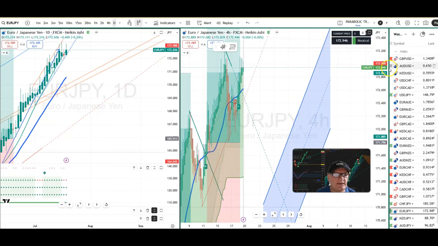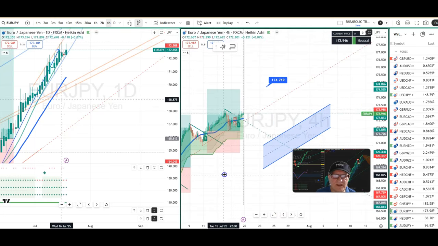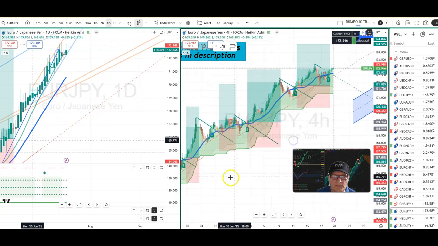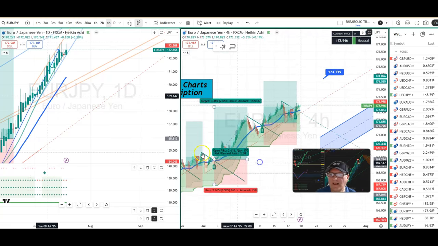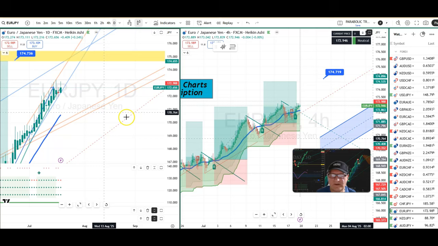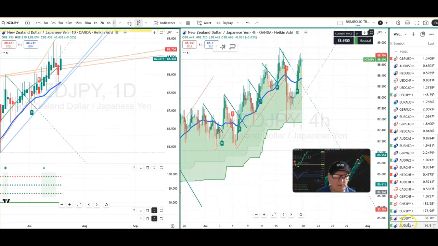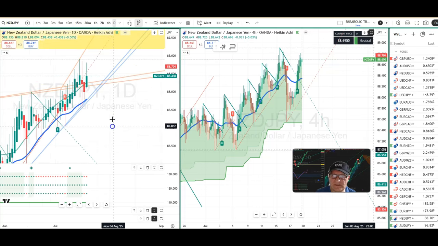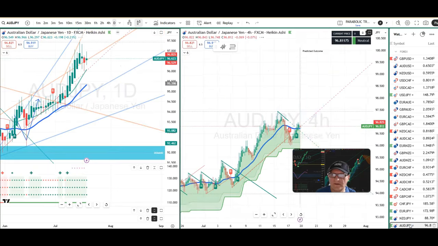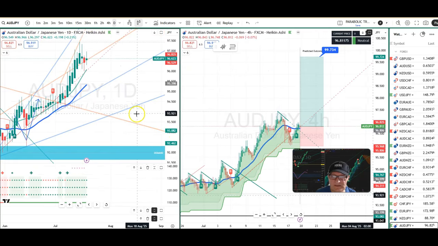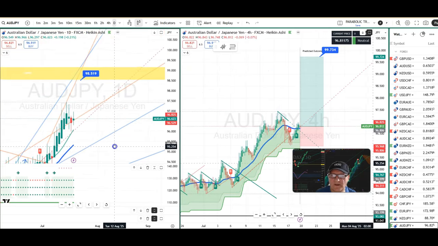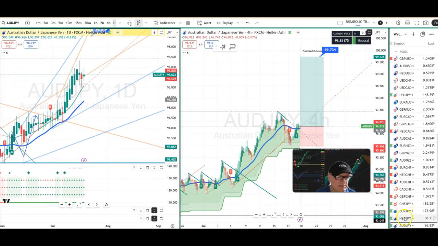Euro yen. Breakout, breakout, breakout. And heading for 174.73. New Zealand yen. Same situation. There is a cap on the New Zealand, as we can see here, 89.12. Not really worth it. Aussie yen is a much better situation, heading for 95.51.